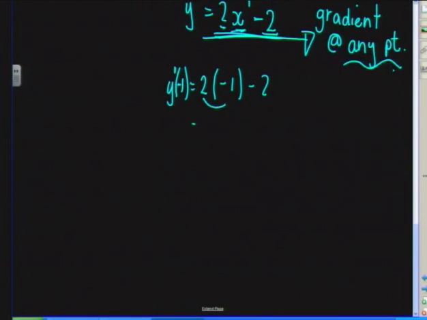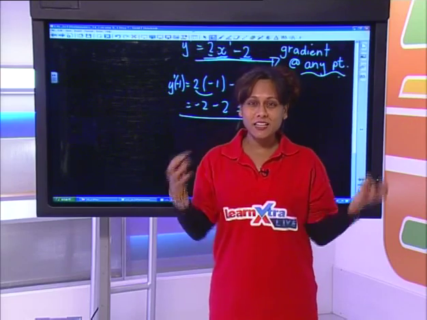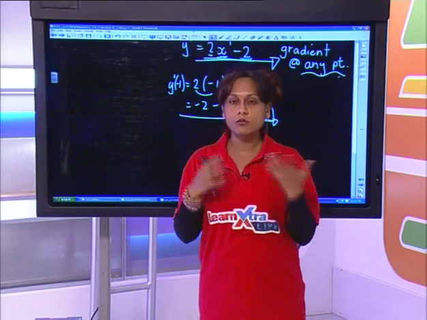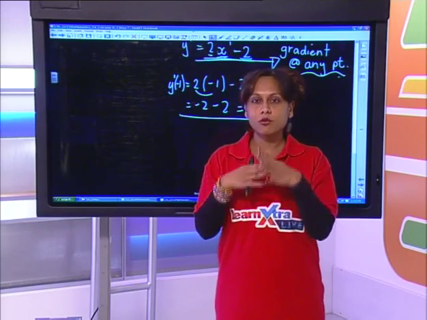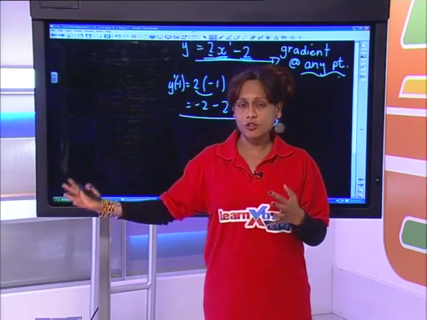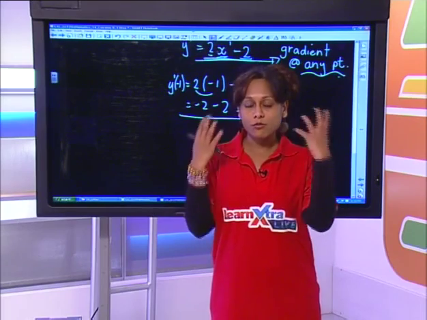2 times minus 1 is minus 2. Minus 2 will give me minus 4. Okay, so therefore the gradient at the point minus 1, 4 is equal to minus 4. All right, so this gradient of minus 4, remember, is exactly the same for the parabola and the straight line. Why is it exactly the same? Because it's the point of contact. And I'm going to keep on saying it over and over as the show goes on, and you might get tired of it, but it's an important concept.